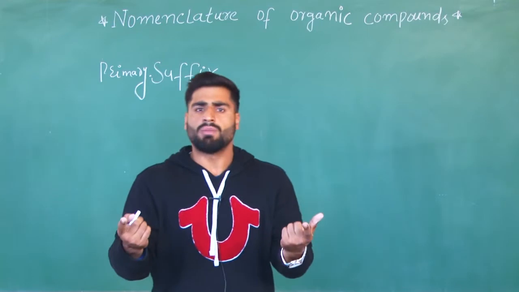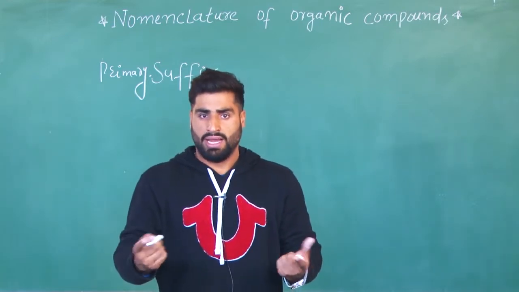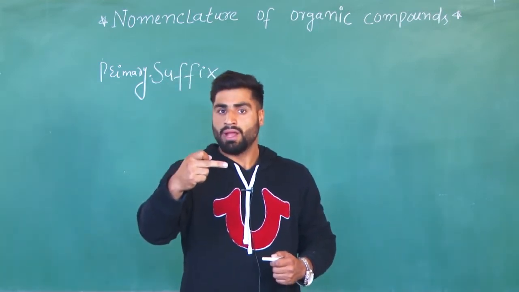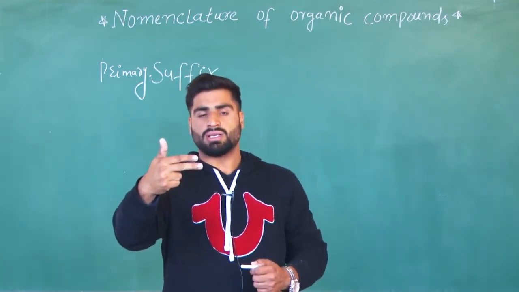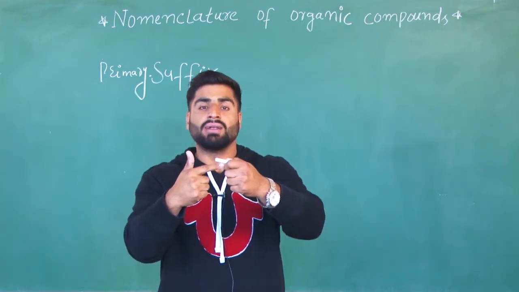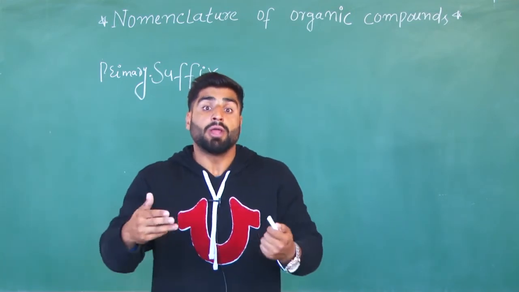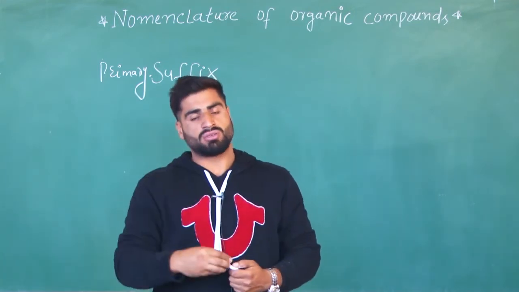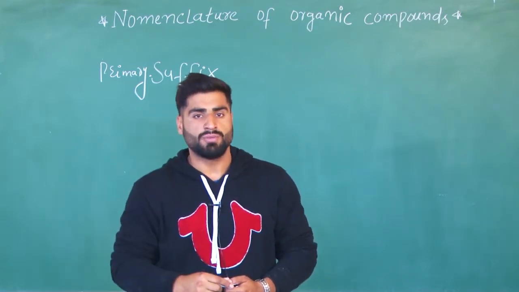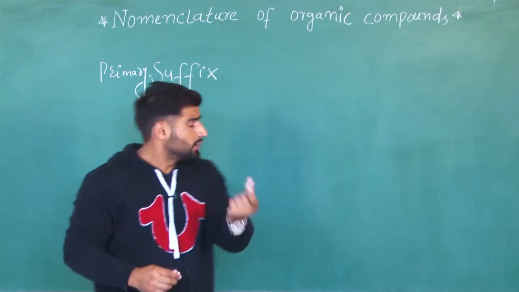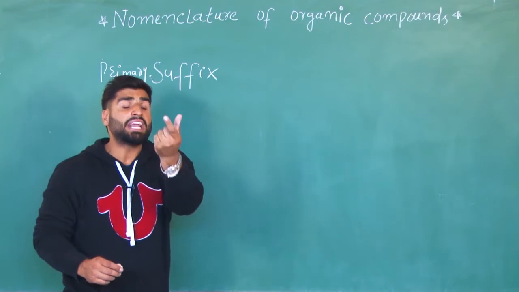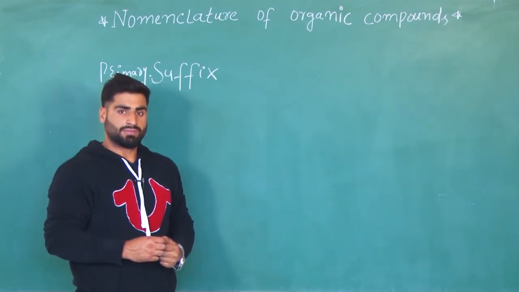Carbon generally forms covalent bonds. It may form a single covalent bond, a single sigma covalent bond. It can form two covalent bonds, meaning a double bond, one sigma covalent bond and one pi covalent bond. It may also form three covalent bonds, one sigma covalent bond and two pi covalent bonds. So simply, the primary suffix indicates the linkage between the carbon atoms.